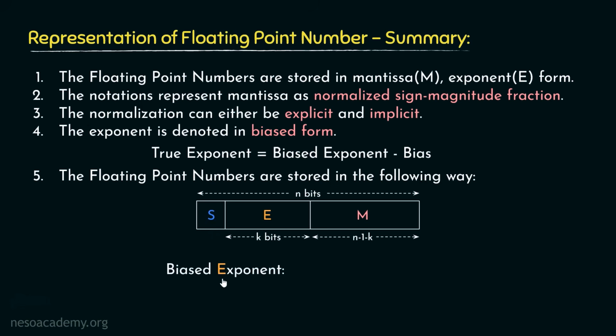Now coming to the biased exponent, that is this exponent field, since k bits are being used, the range of the exponent is going to be 0 less than equals to exponent less than equals to 2 raised to the power k minus 1. And clearly the bias will be of 2 raised to the power k minus 1. So this is the summary of the representation of floating point numbers.